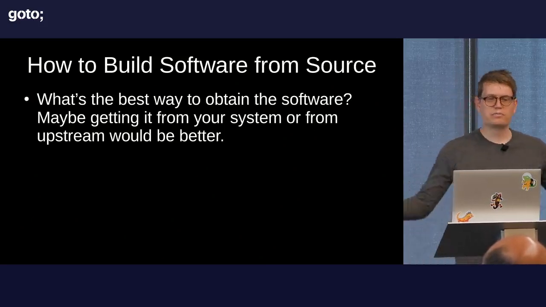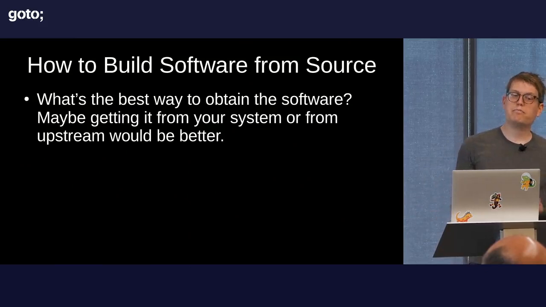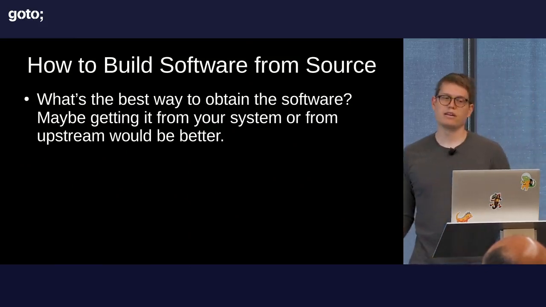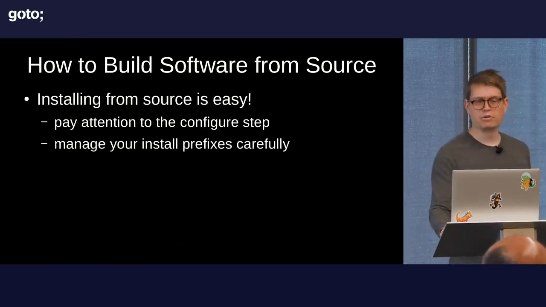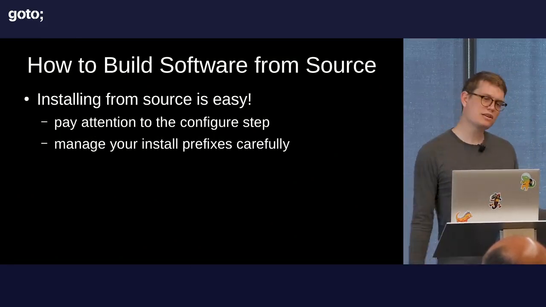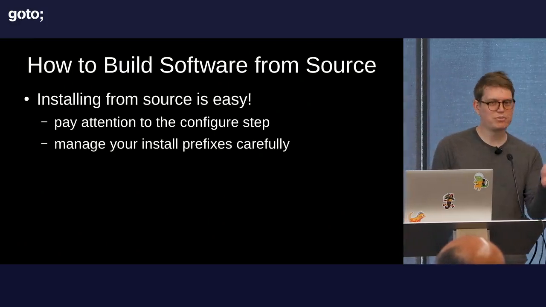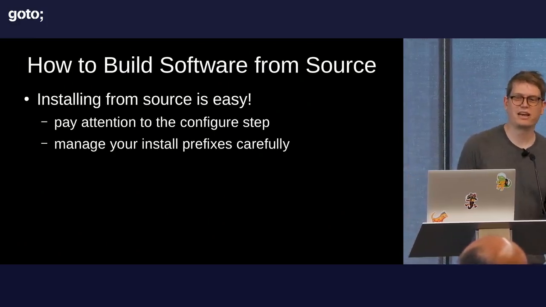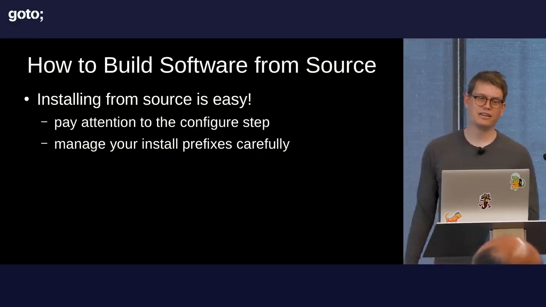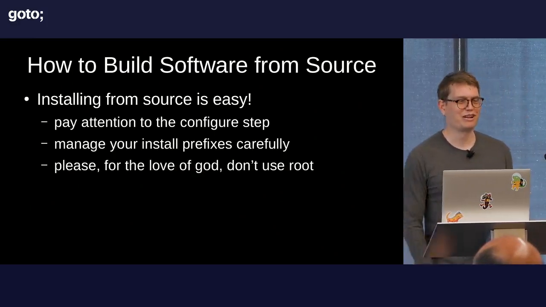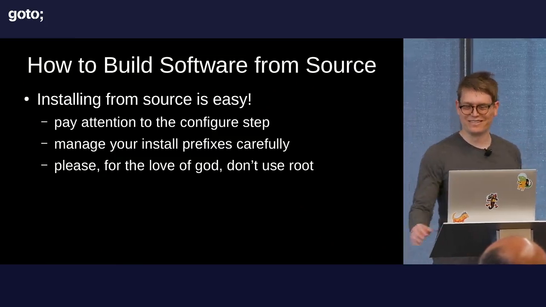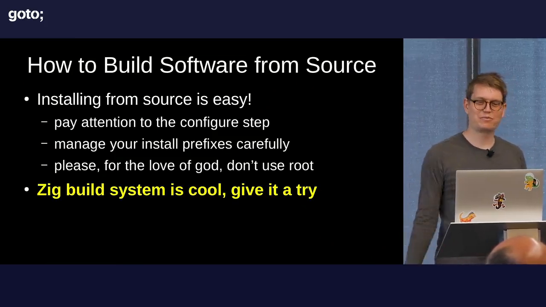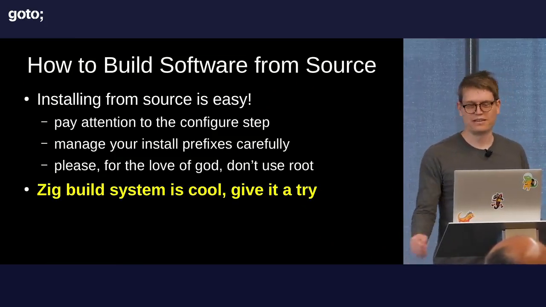What's the best way to obtain software? Maybe getting it from your system is the best way. Maybe getting it directly from upstream is the best way. But if you want to install from source, it's actually pretty easy. Just pay attention to the configure step, particularly, and manage your install prefixes carefully. And please, for the love of God, don't use root when you install software. You just don't need to. And the Zig build system is pretty cool. Give it a try.